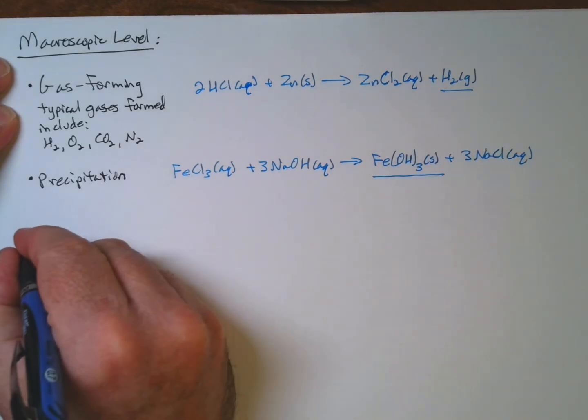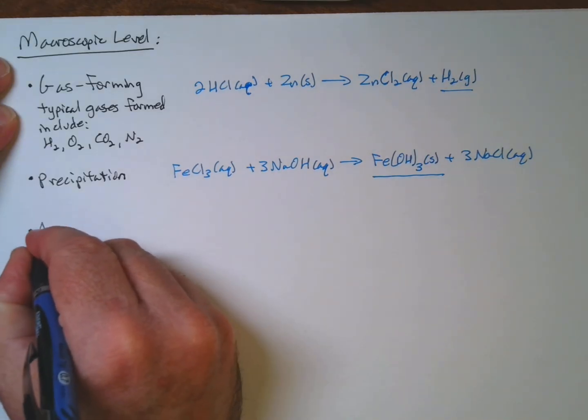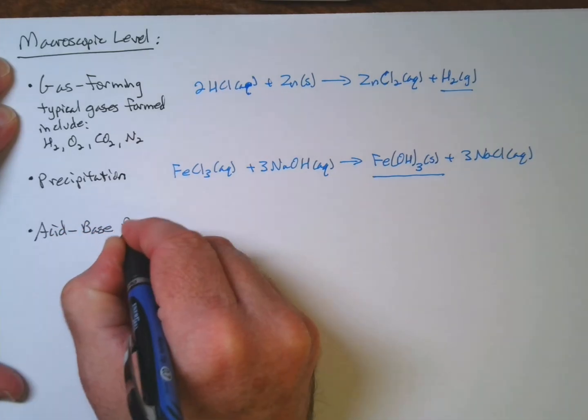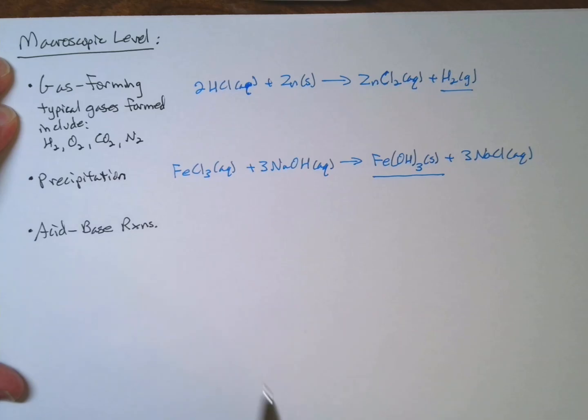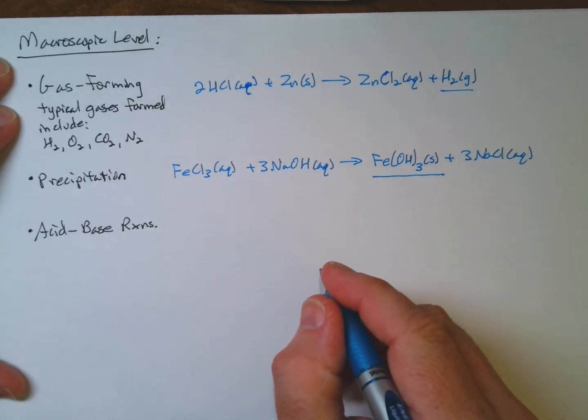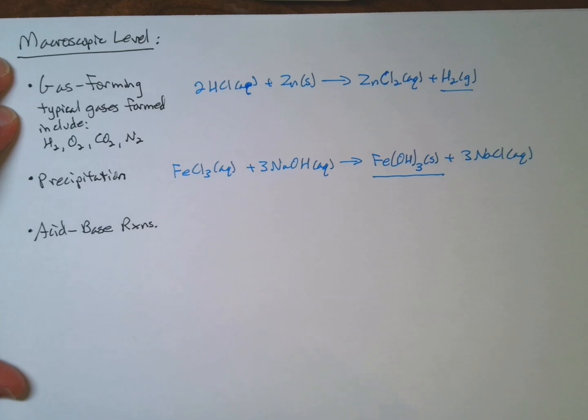And then we can have acid-base reactions. And these can be in a variety of forms. So if we have at least one of the species is a strong species, we will get a neutralization.